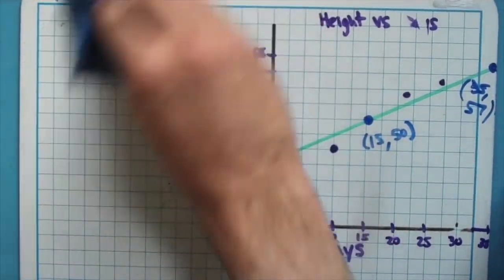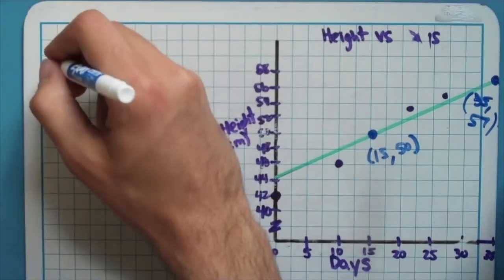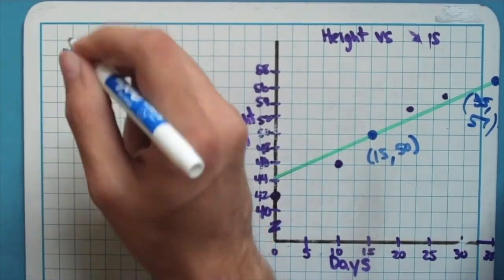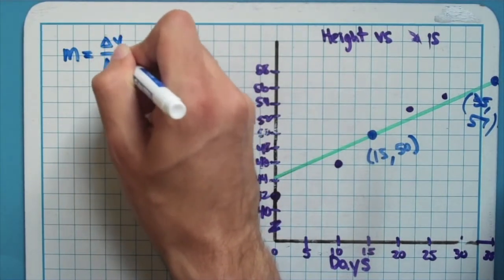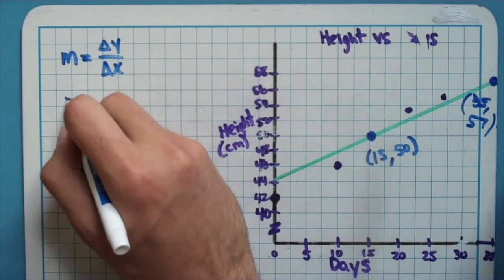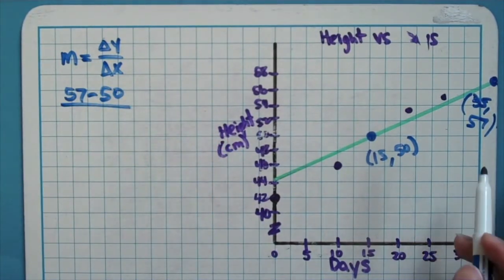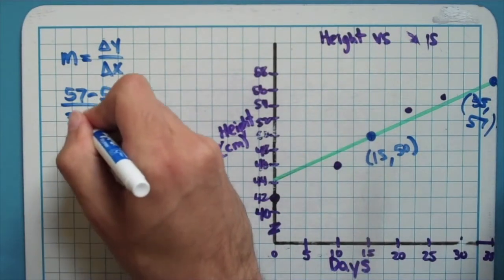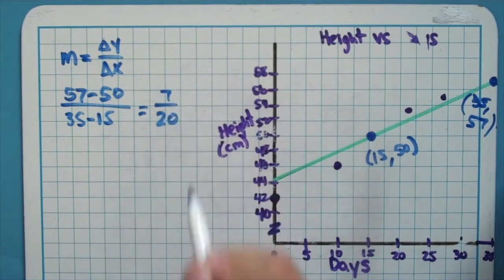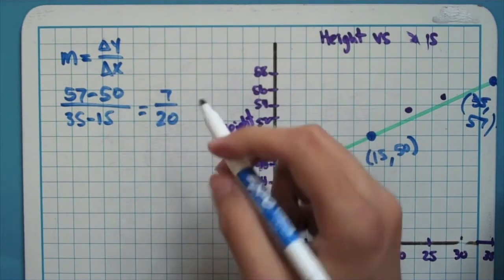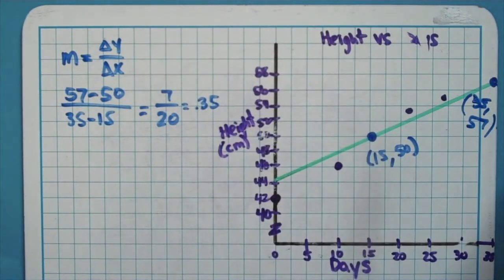I'm going to show you guys, think back to those videos earlier when we did our point slope form. First thing I'm going to do is find my slope. So I'm going to do m equals delta y over delta x. So in my problem, I'm dealing with 57 minus 50 over 35 minus 15. So I'm going to get a slope of 7 over 20, which if I wanted to, I could write as a decimal. I think that's going to be 0.35 for my slope.